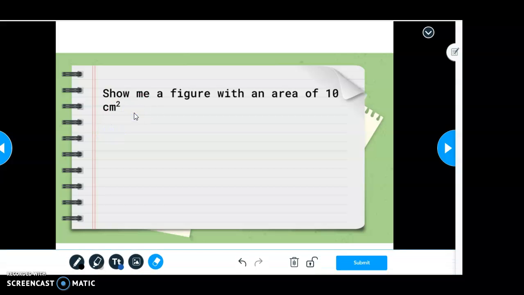You're going to access this Nearpod by going to the Lesson 1 folder in your Schoology course, and you're going to show me your figure through that link.